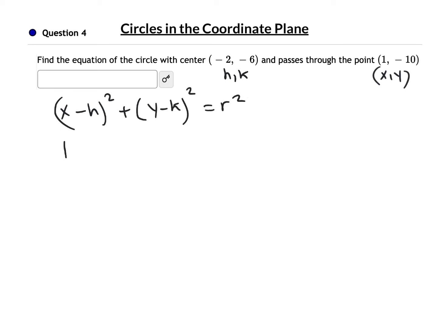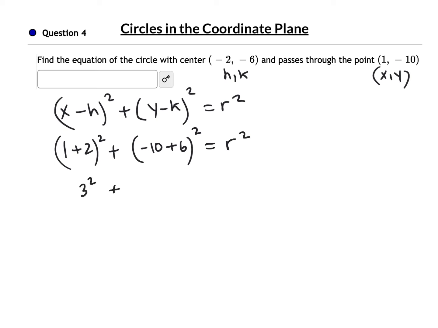I have an x, 1 minus the h is negative 2. 1 minus negative 2 is 1 plus 2. I have a y, negative 10. I have the k, which is the y of the center, which is minus negative 6. That's a double negative, so it's plus 6 equals r squared.